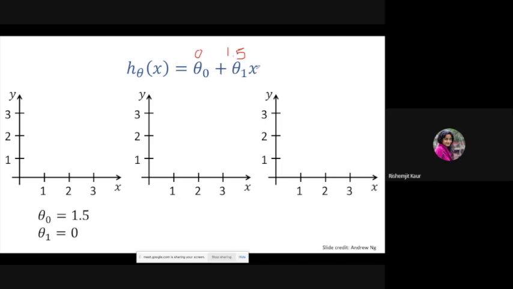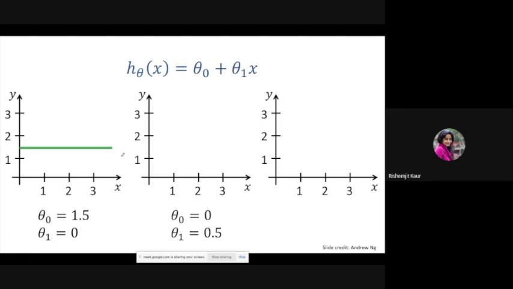For example, when x is equal to 0, it will be somewhere over here. It will again be 0. When x is equal to 1, it will be somewhere... sorry, I have put it a bit opposite. The line which I have made is a different line. Yeah, theta 0 as 1.5 and theta 1 as 0. So when theta 1 is equal to 0, what does this mean? Irrespective of the values of x, it will always be equal to theta 0, which is in this case 1.5. So this will come out to be our line.